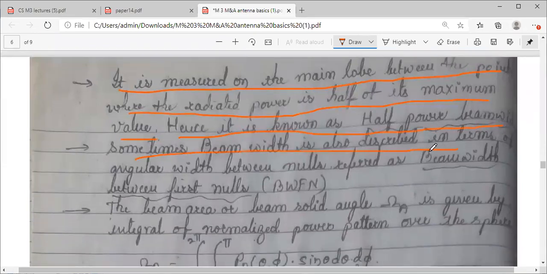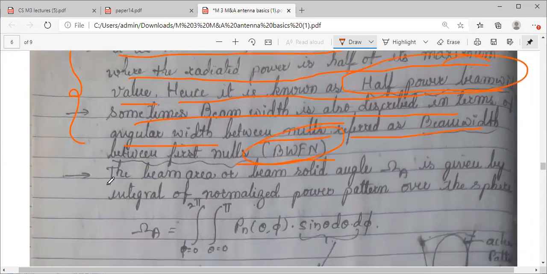Sometimes beam width is also described in terms of angular width, that is, as I told you, between first nulls. It is called BWFN. So these 2 points are giving you the information about HPBW and BWFN. And what is the formula to get the beam area?